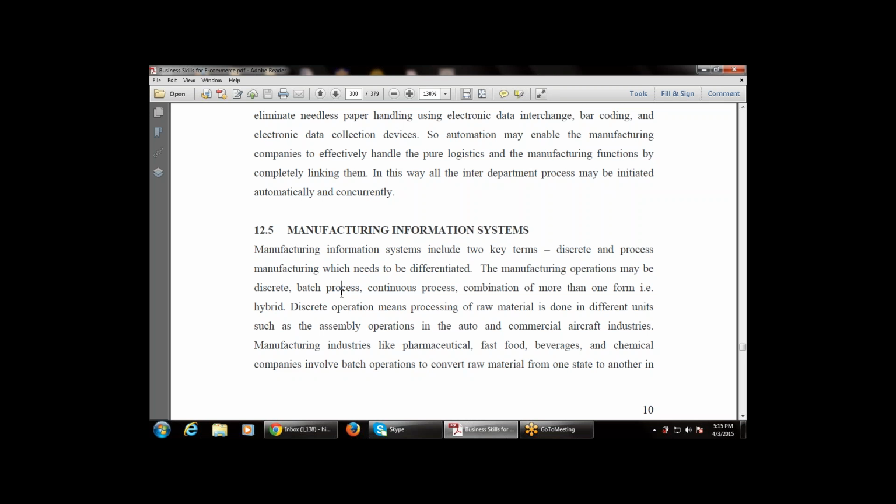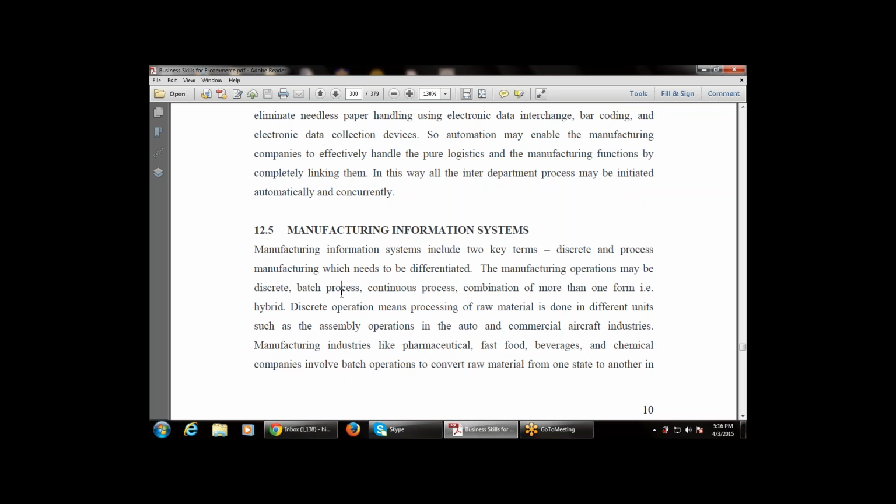Discrete operations means processing of raw material is done in different units, such as assembly operations in the auto and commercial aircraft industries. So what is a discrete operation? The processing takes place in different units, such as assembly operations in auto and commercial aircraft industries. Manufacturing industries like pharmaceutical, fast food, beverages and chemical companies involve batch operations.